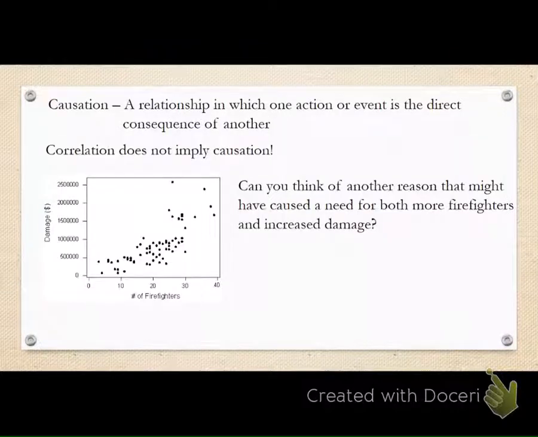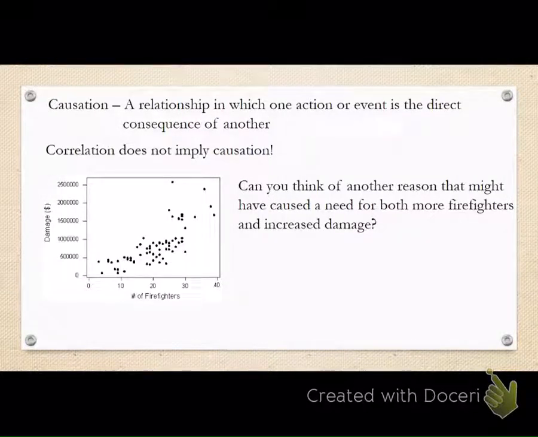So we're going to talk about causation now. A causation is a relationship in which one action or event is the direct consequence of another. Correlation does not imply causation. So you're looking to see if, even though there's a strong correlation, that could imply causation. Does that make sense? Causation is a relationship.